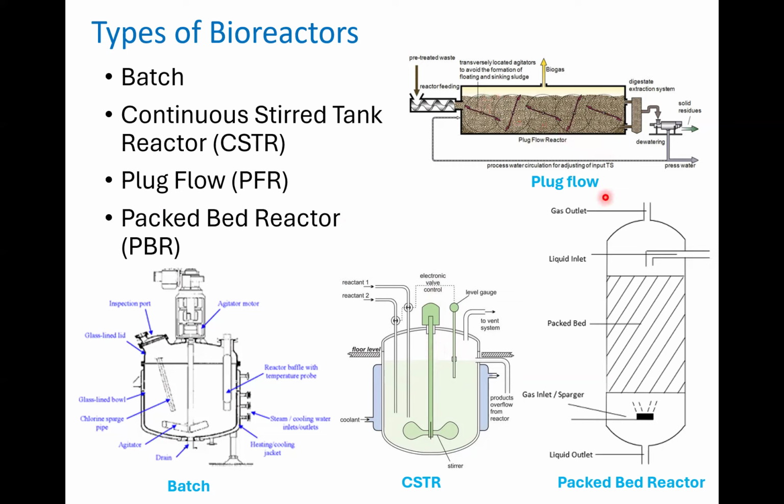The third type of reactor is the plug flow, and this is mainly a horizontal type of reactor. It can be fed from one end and decanted from the other end. So you feed the material, and while it's traveling through the length of the reactor, it can be converted into some products. Here, you have biogas production in this case.